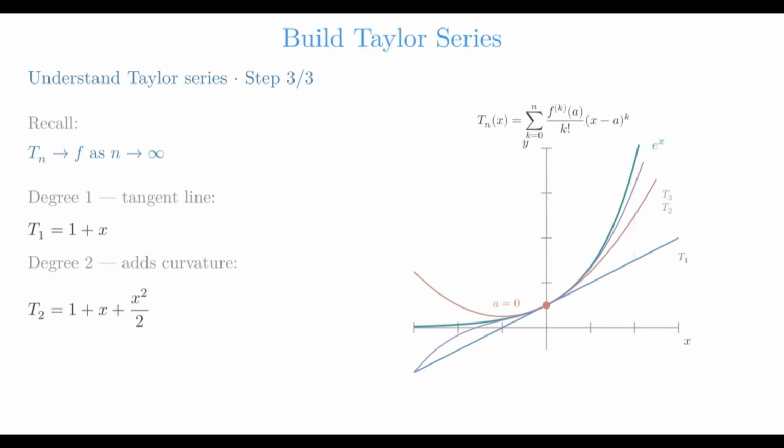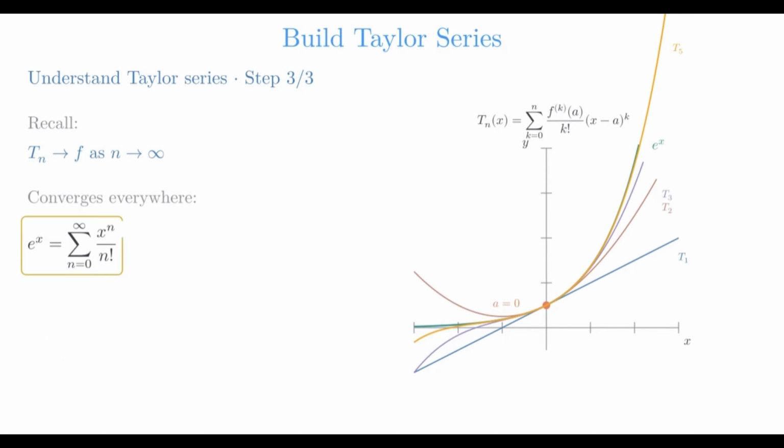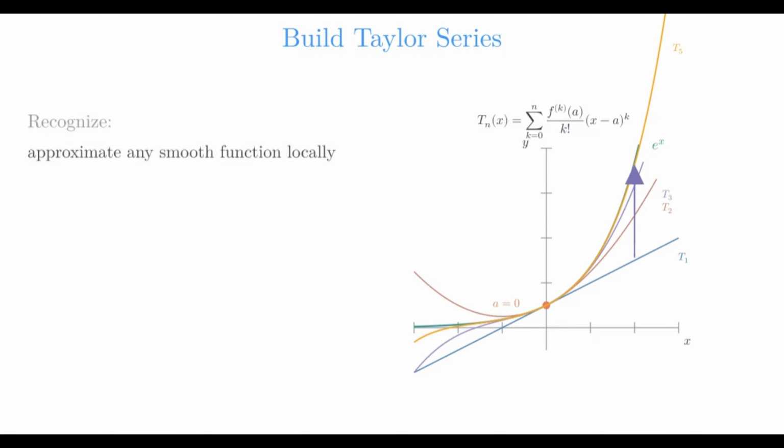T2 adds a parabolic term. It captures the curvature at 0 and stays closer to e to the x. By degree 5, the polynomial hugs e to the x from about -3 to +3. In the limit, the infinite sum equals e to the x exactly for every real number x. Everything becomes a polynomial. Whenever you need to approximate a complicated function near a point, Taylor series is the tool.